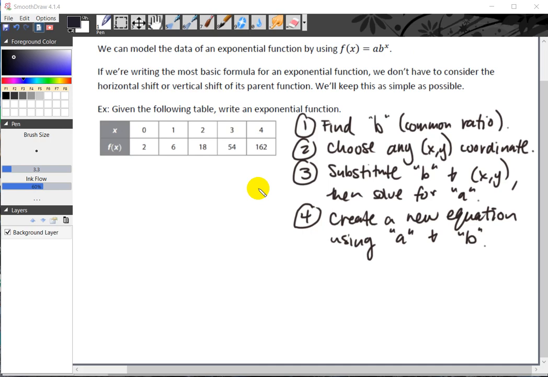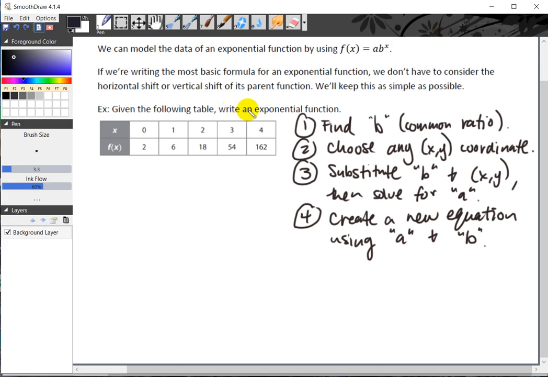So, if we're writing the most basic formula for an exponential function, we don't have to consider the horizontal shift or vertical shift of its parent function. So if you add something here, or even subtract, I'm not going to have you solve for horizontal shift or vertical shift. We'll try to keep this as simple as possible.